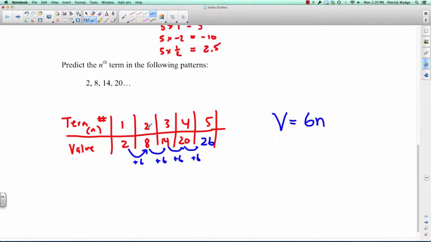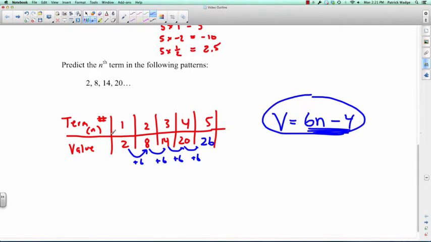6 times 2 is 12. Divided by 3 gives you 4, so that doesn't work. But if you subtract 4, I think it'll work again. I think this is the formula. 6 times 1 is 6, take away 4 is 2. 6 times 2 is 12, take away 4 is 8. 6 times 3 is 18, take away 4 is 14. Yeah, this works. So this expression, 6n minus 4, that's the nth term.